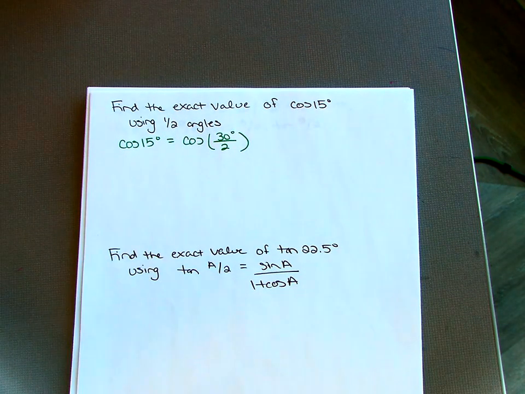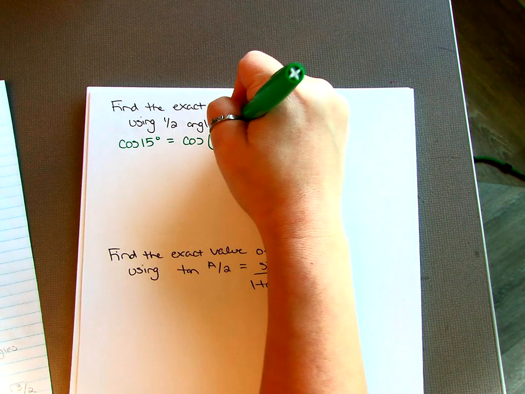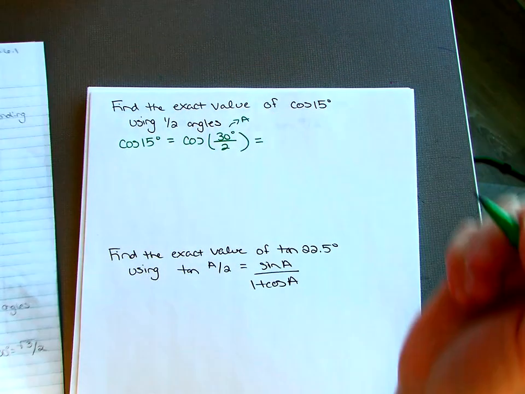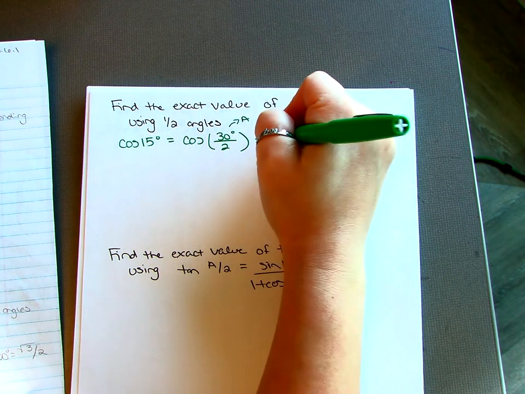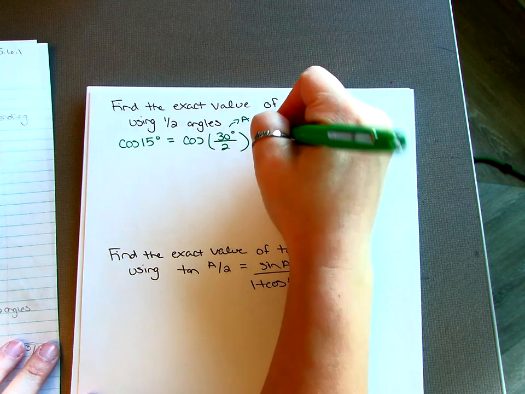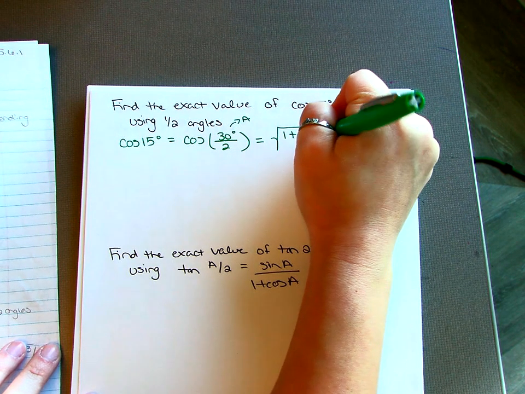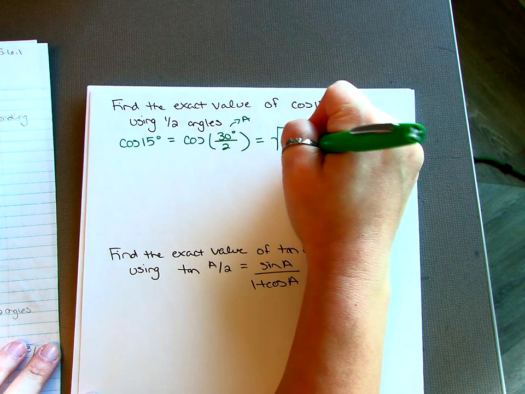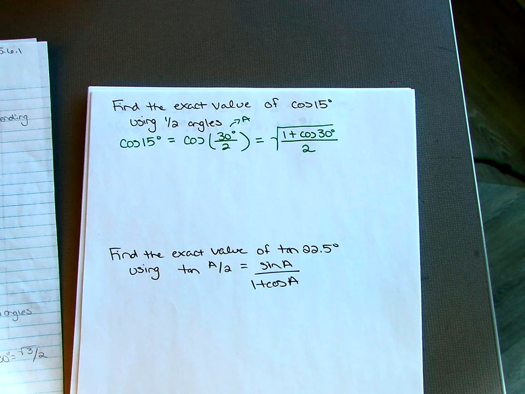So I can finish writing out the identity because I know that it is the square root of 1 plus cosine of 30 degrees over 2. Now notice I did not include the plus or minus out in front of that. And that is because if I'm finding the cosine of 15, 15 degrees falls in the first quadrant. Everything is positive in the first quadrant. Cosine, sine, and tangent are all positive in that first quadrant, so I don't have to consider the plus or minus in this case.